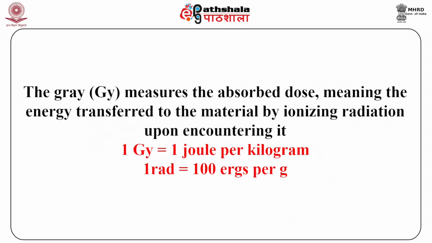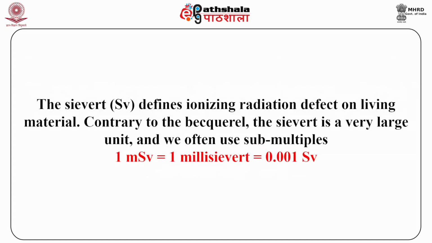The parameter Gray measures the absorbed dose, meaning the energy transferred to the material by ionizing radiation upon encountering it. 1 Gray is 1 joule per kilogram. 1 rad is 100 ergs per gram. The sievert, that is Sv, defines ionizing radiation effect on living material. Contrary to the becquerel, the sievert is a very large unit and we often use submultiples. 1 mSv equals 1 millisievert, which is 0.001 sievert.